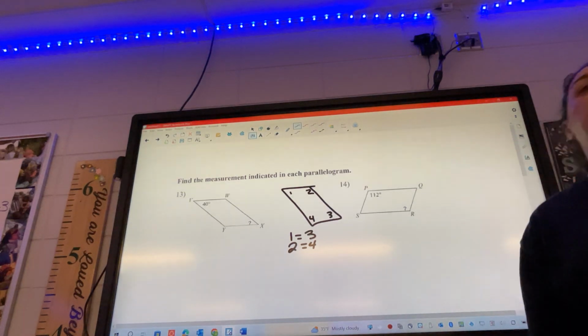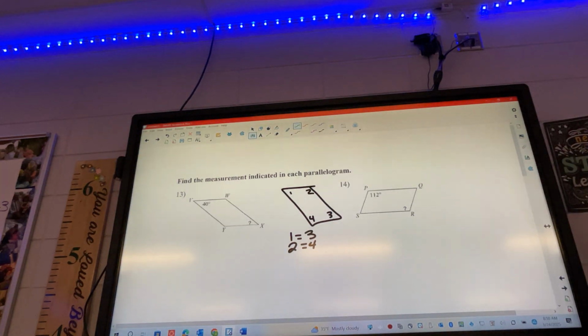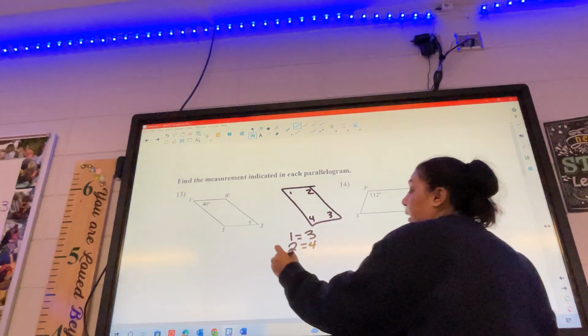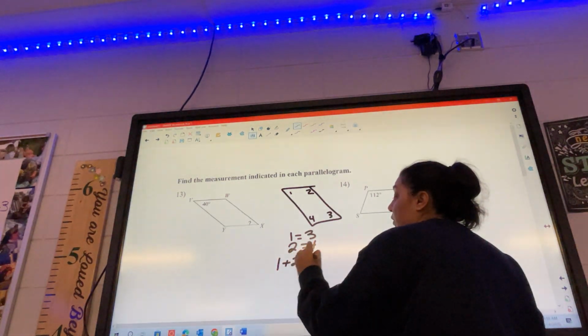Okay, what else do we know about the shape? What can you tell me about 1 and 2? They are not equal, but what can you tell me about 1 and 2 though? They add up together to be 180. Okay, so 1 plus 2 equals 180.